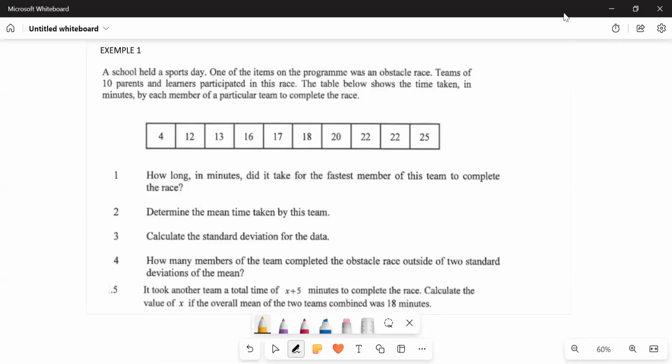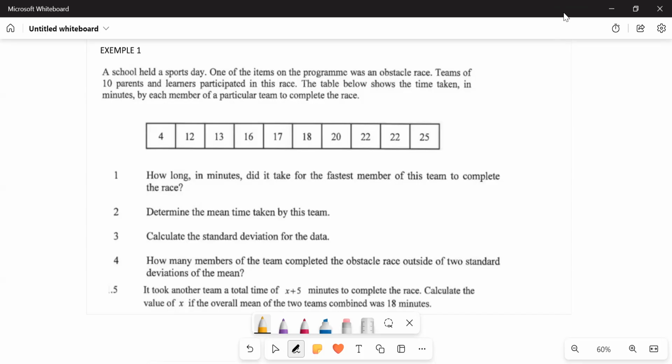So this data here shows the time that these people took when they were participating in what we call an obstacle race. An obstacle race is like they were blocking you from getting to the finishing line. So there are people who took 4 minutes, and there were two people who took 25 minutes. It's understandable, because there are people blocking you, so some others, like the sleeper ones, will be able to get to the finish line faster than others.